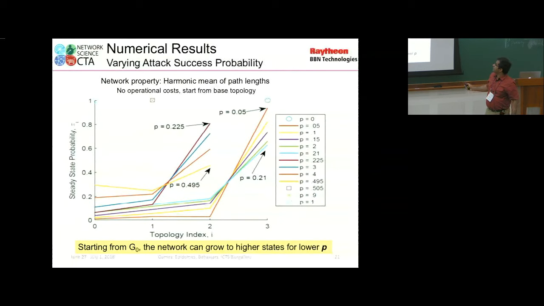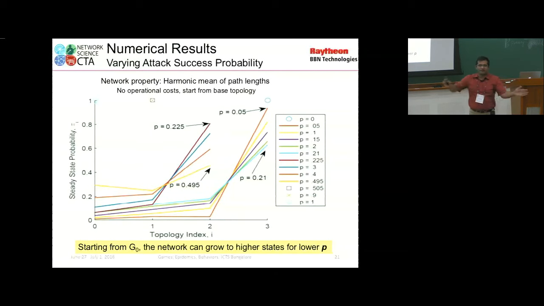So if you start with attack success probability 0, then in steady state, the network will always grow all the way there. But as the attack success probability increases, you walk down this and the mass shifts. Then at some point, 0.21, it suddenly shifts to here. That is, there is zero probability of actually getting to state three. Then again, it walks downwards at 0.495, and once you go to 0.5, it suddenly shifts all the way to topology one.